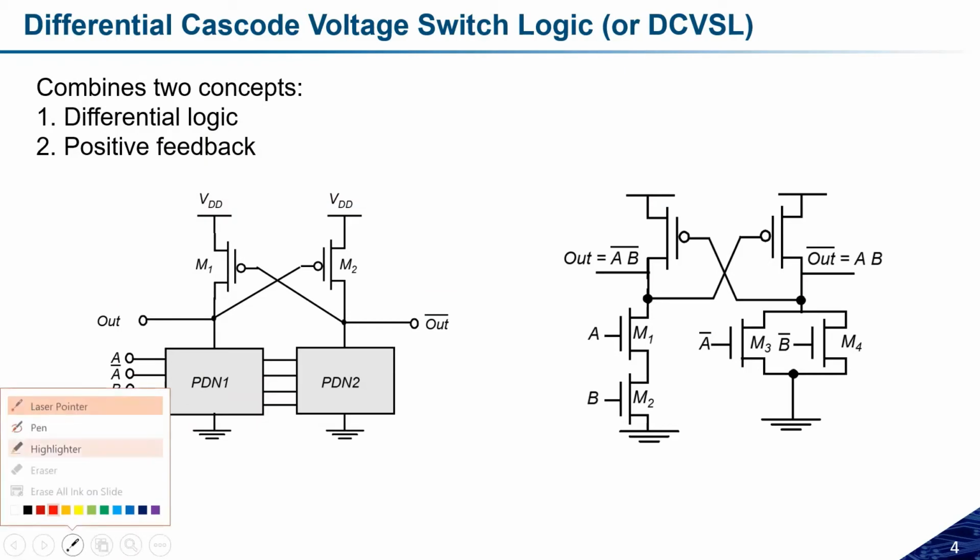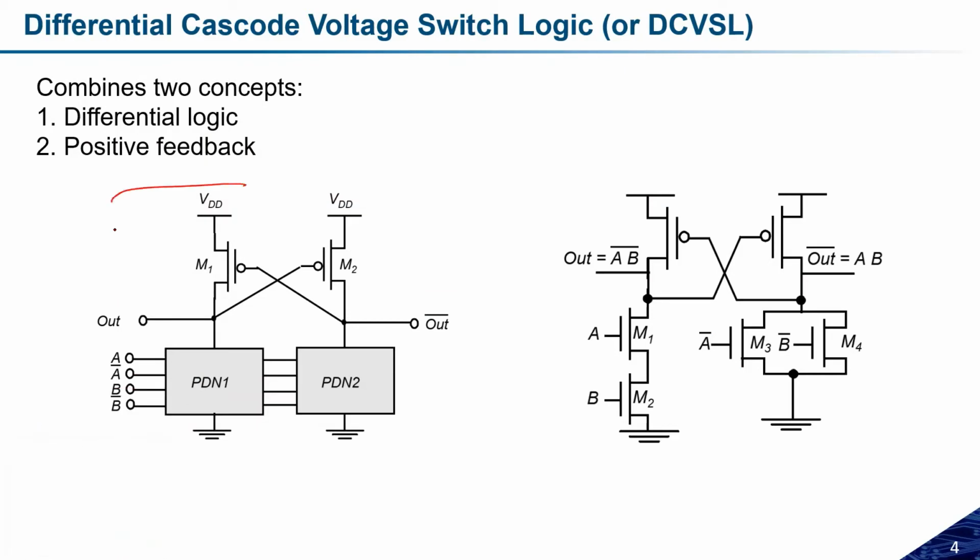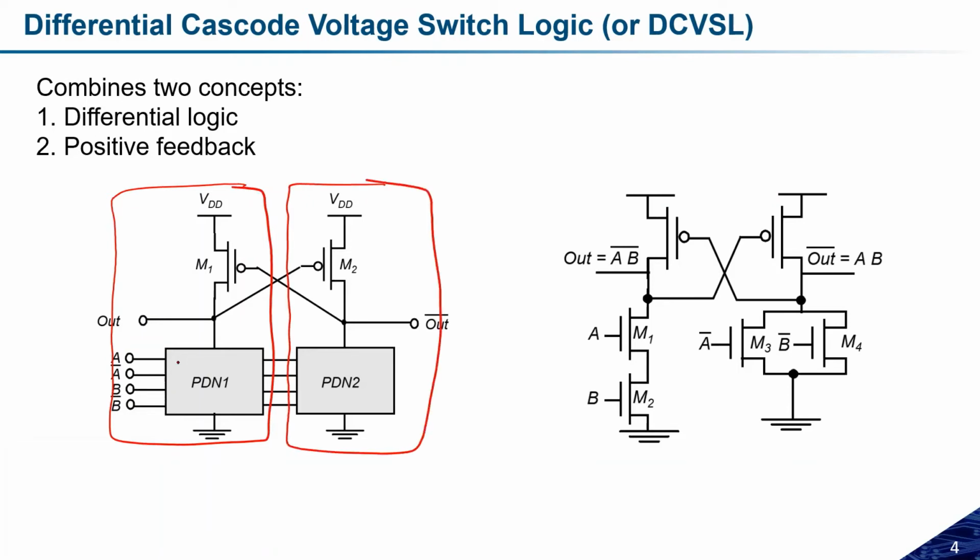So let me use the pencil. This is the first block, and this is the second block. The first block and the second block are complementary to each other. Whatever pull down network structure I have here, if the transistors are in series, then in PDN2 the transistors will be in parallel.